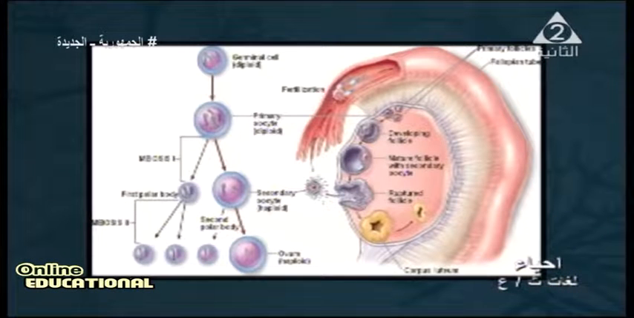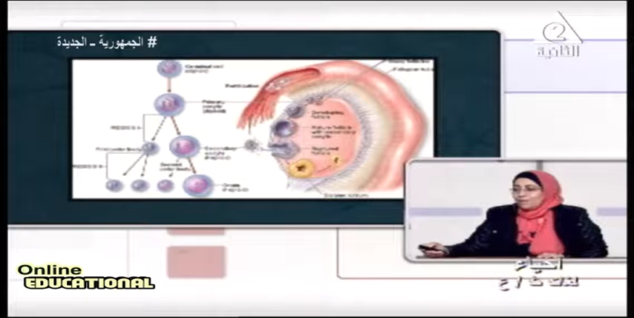Okay, like in this figure, it shows that meiosis 1 produces 2 cells. Number 1, the first polar body, and number 2, the secondary oocyte. The secondary oocyte contains a haploid number. After meiosis 2, what happens? The ovum is formed and the 3 cells, the polar bodies, are formed, and the ovum produced has a haploid number.